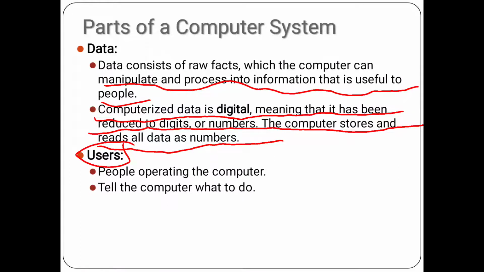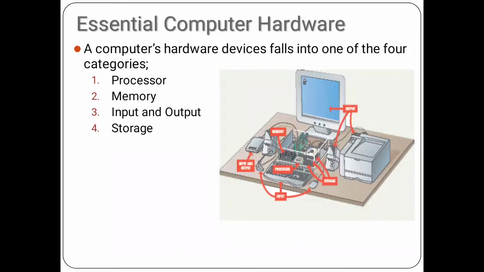User: people operating the computer tell the computer what to do. Computer hardware. Computer hardware devices fall into one of four categories: the processor, memory, input and output, storage.